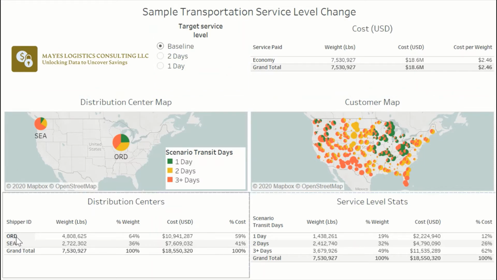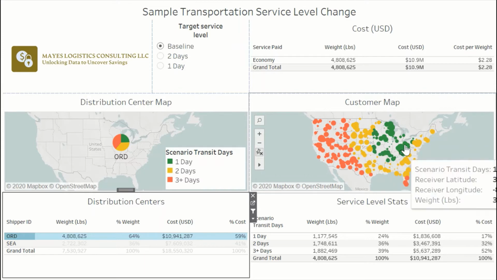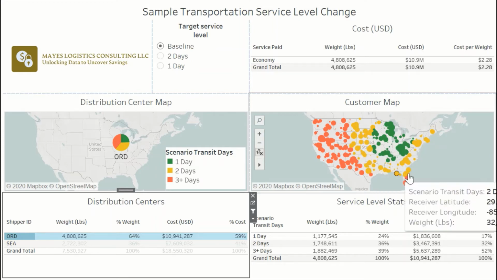So let's zoom in on one of the distribution centers. With the Chicago distribution center, you'll see that the customers closest to Chicago could be reached within 1 day during the baseline. A little further could be reached within 2 days. And the furthest customers had to be reached within 3 or more days. So what happens if you want to increase your target service level to reach all customers within 2 days?